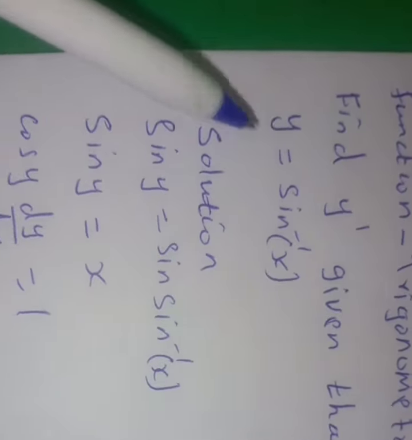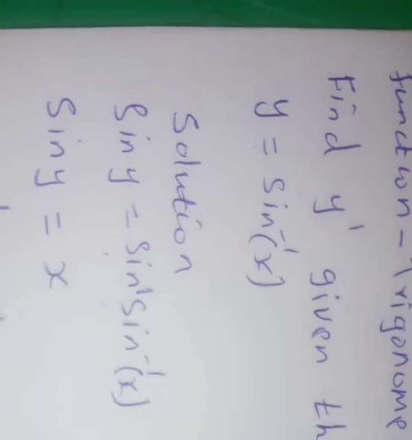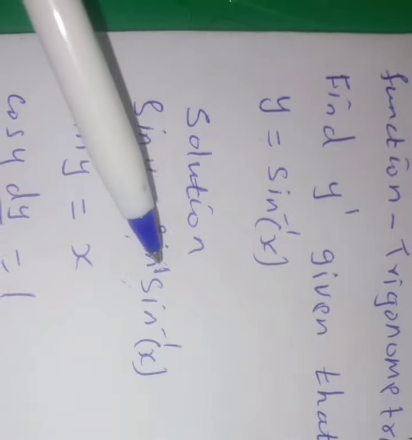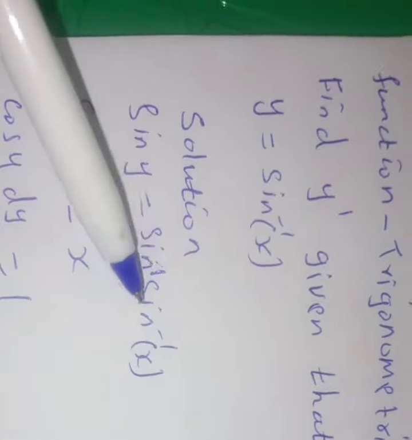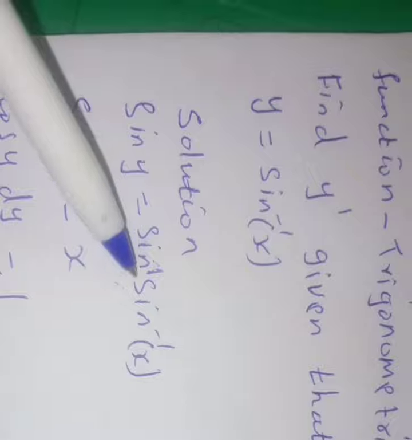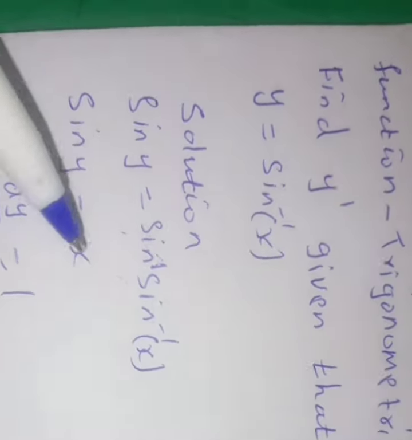the sine here, this is sine power 1, even if it is not written, so sine power 1. So this one, sine power 1 times sine power negative 1: 1 plus negative 1 is 0. So a number power 0, here we will get sine power 0, and sine power 0 is 1. 1 times x is x.